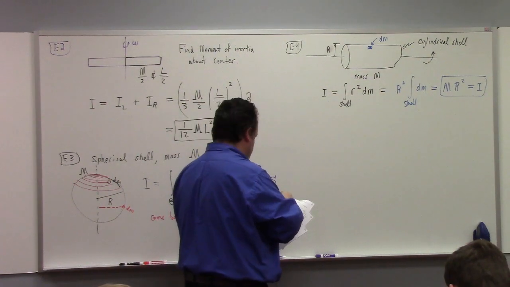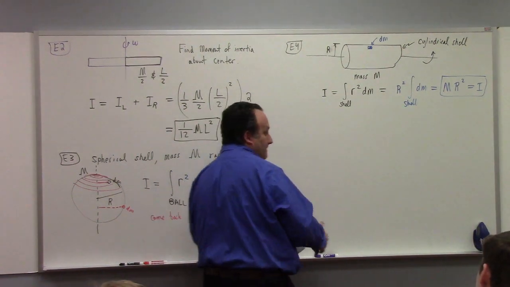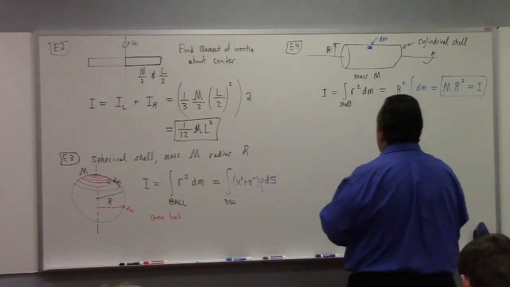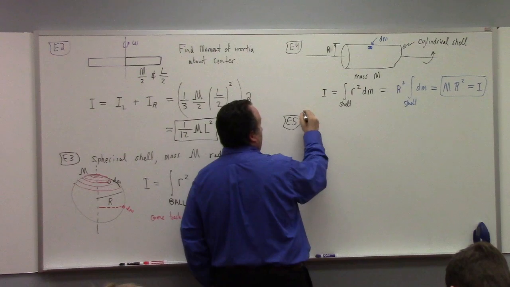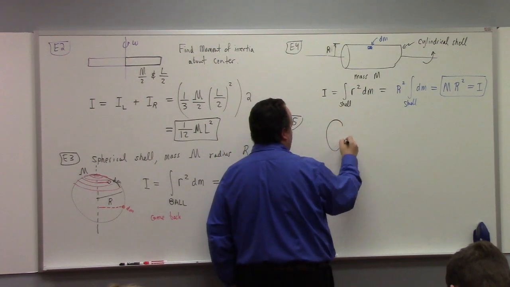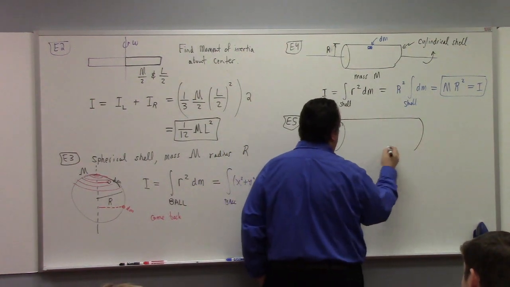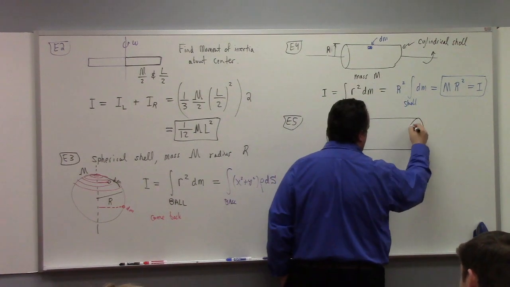So let's look at example 5. Example 5, what if we had a solid? So this one was a shell, right? What if your cylinder wasn't a shell? What if it's actually a solid?